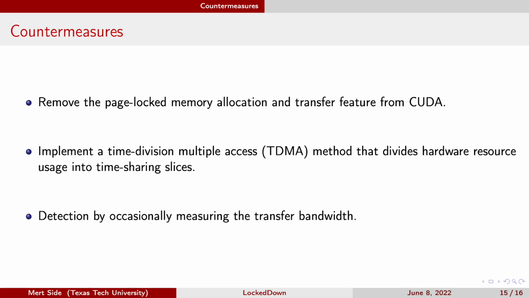Thirdly, a mechanism to detect our attacks can be employed as a countermeasure. Our side channel relies on repeated data transfers to detect contention. These transfers themselves cause a noticeable contention that might be detected by a third party that occasionally measures the transfer bandwidth.